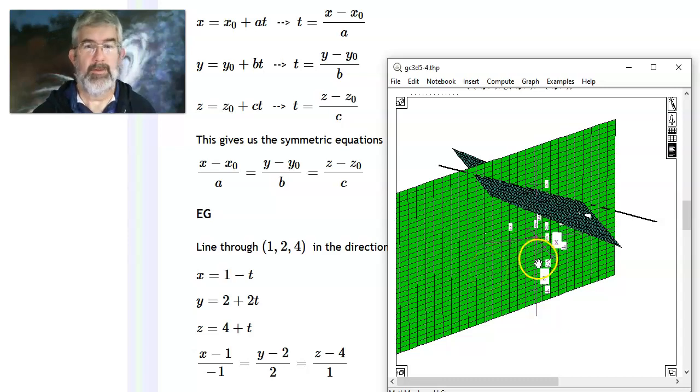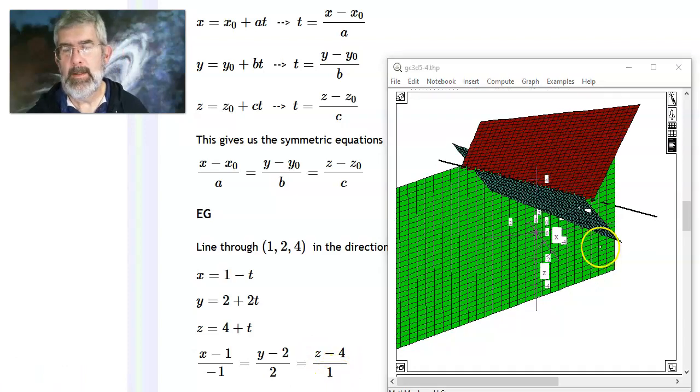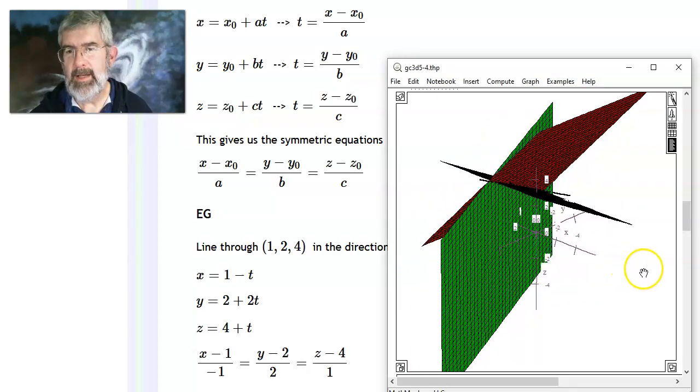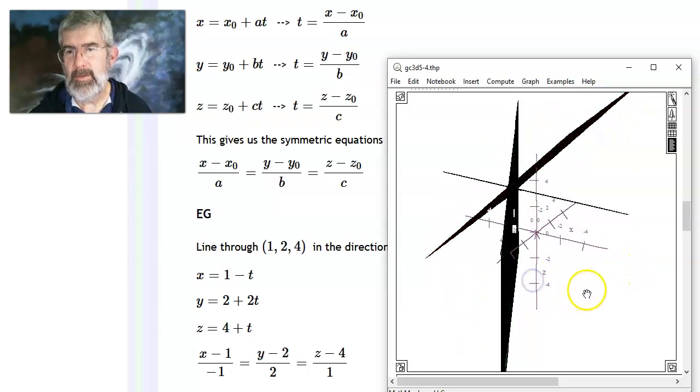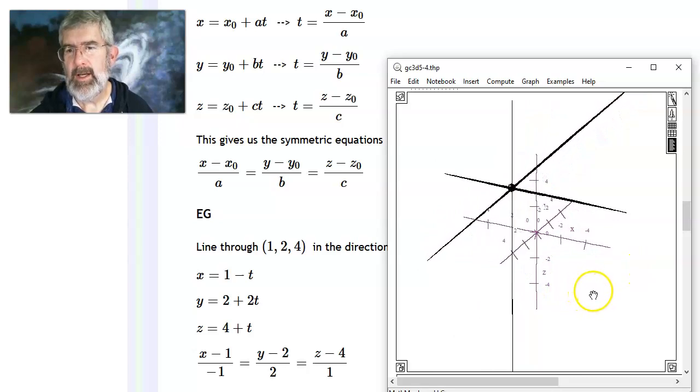Now, just for completion, let's put that last equation in. That is x minus 1 over minus 1 equals z minus 4 over 1. So let's put that in. And there is the red one. This red one is supposed to be parallel to the y-axis. There's the y-axis, and there's that red plane. Notice I happen to be right at the spot where I'm looking straight down the intersection of all 3 planes. All 3 planes contain the line that I'm interested in.